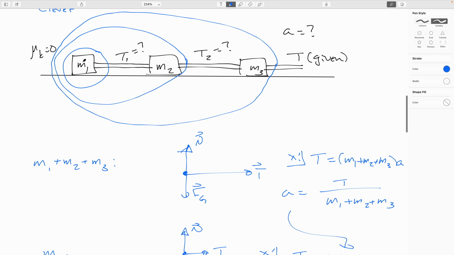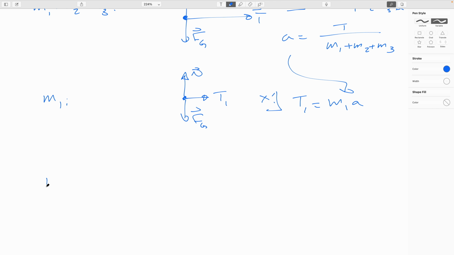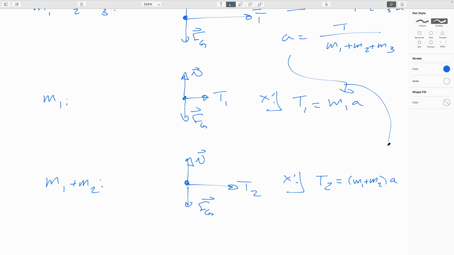For my system of M1 and M2 put together, the only rope pulling on the combined system is this rope here. So for the system of M1 plus M2, the free body diagram looks like T2, normal force up, gravity down. In x, T2 is my only force. The combined mass of the system is M1 plus M2, times A. I found A from before, so I can immediately plug in and get the tension. This saved us a bunch of tedious algebra.